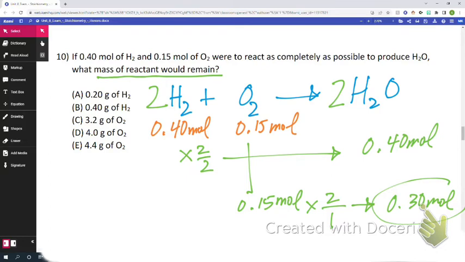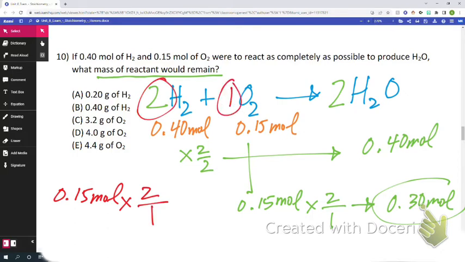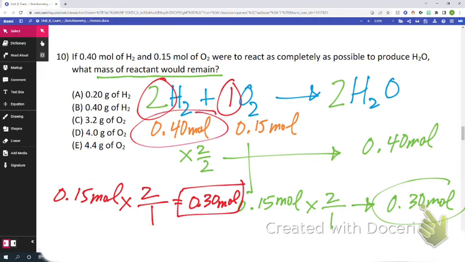Now what I need to do once I know what's limiting, this is the step: you have to ride the mole ratio train. This is the limiting. Ride it over to the excess, 2 over 1, which is 0.30 moles. This is crucial. What this 0.30 means is out of my 0.40, I'm going to use 0.30.